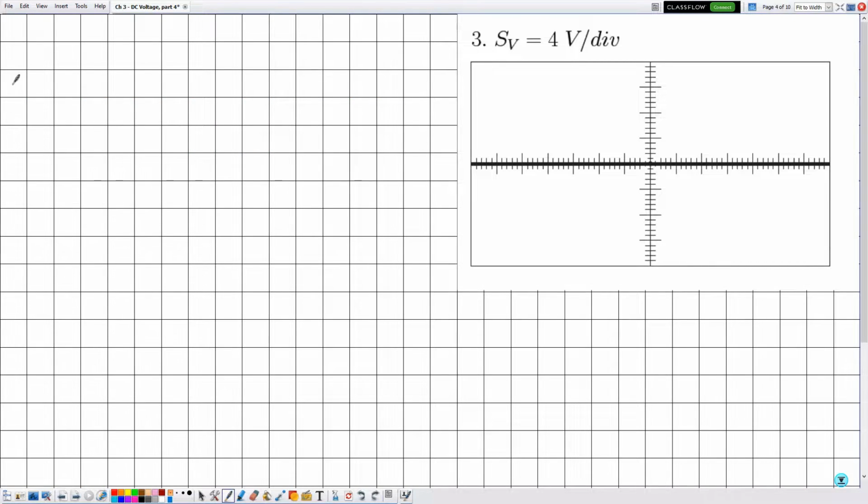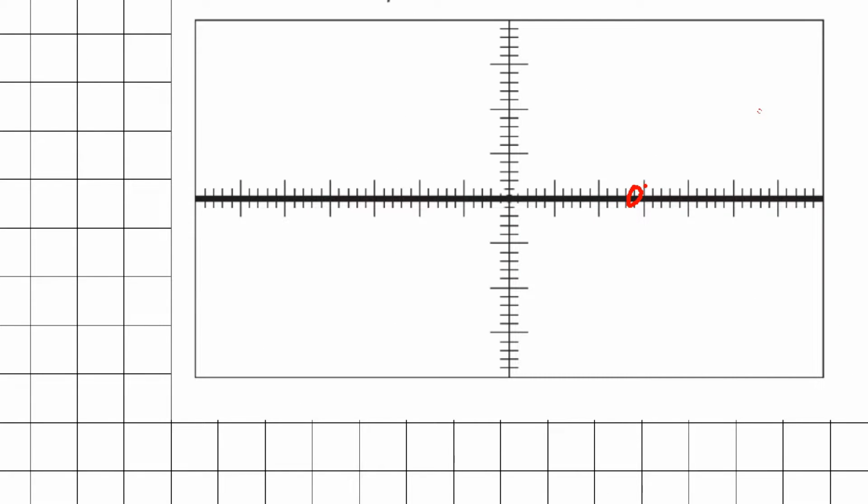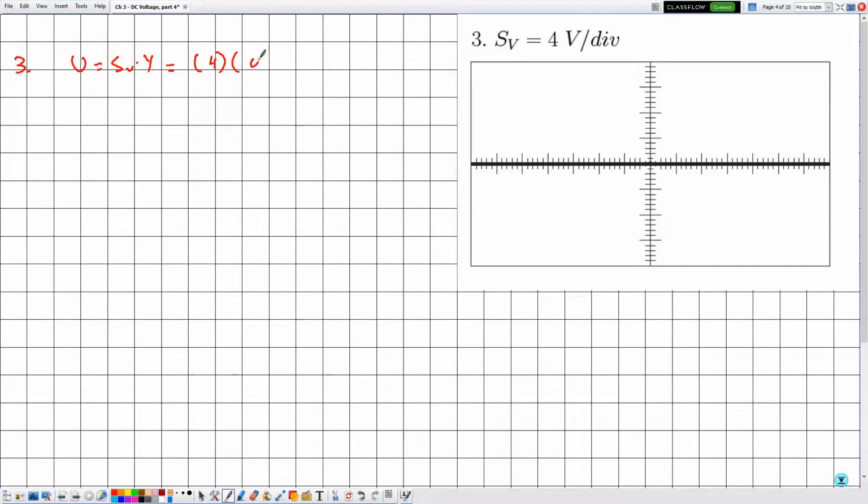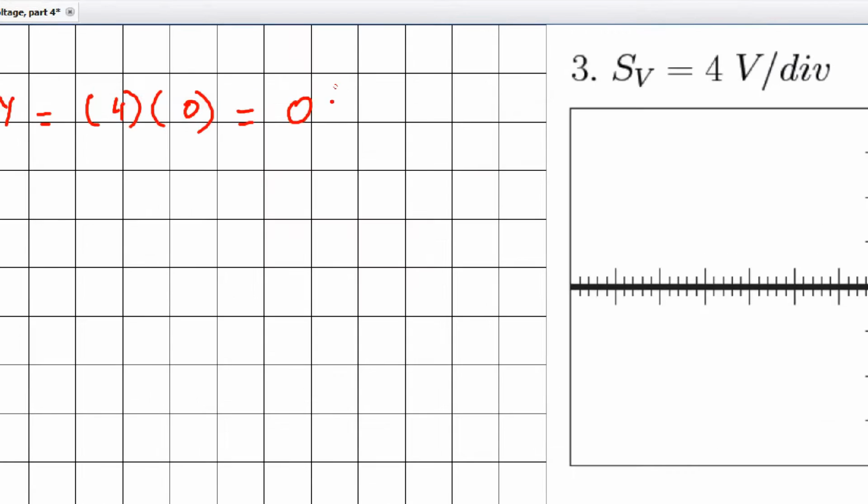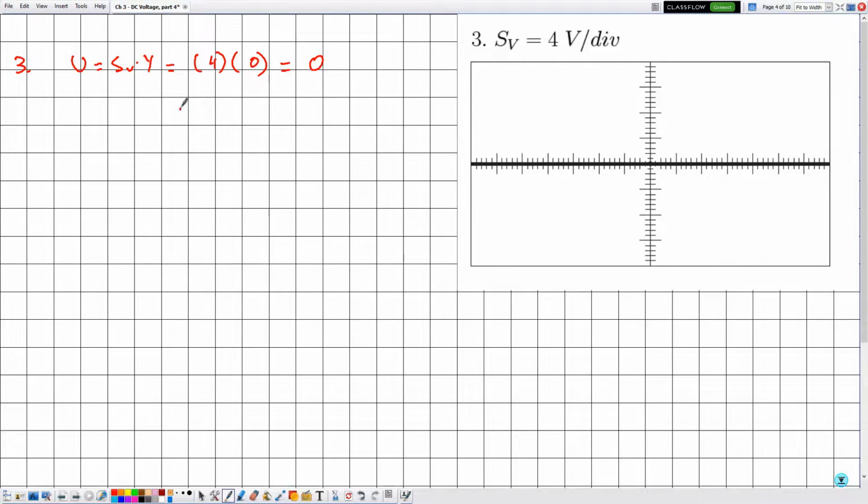Now as for number 3, the voltage U is given by SV times Y. The value of SV in the SI is 4. Notice that the luminous line is neither displaced upward nor downward, so the value of Y in this case is 0, because it is at the center of the screen. So the voltage U measured by the oscilloscope is 0. Here, no need to write a unit because anything multiplied by 0 is 0.